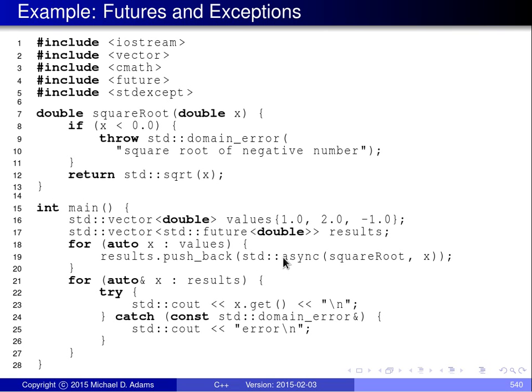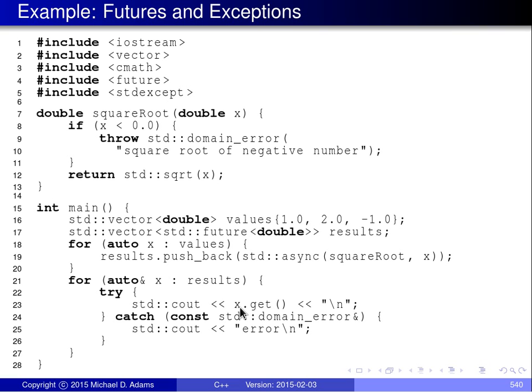So async returns a future, we store this future with push_back into the vector results, and then later on we'll look at the future values that are stored into this vector in order to access the square root values that were computed. So this is what we do next. We loop over each of the elements in our vector of futures, which is called results. So x here corresponds to a future. And then we're going to call the get member function of x to get the square root value that was computed and then print it out to standard output.